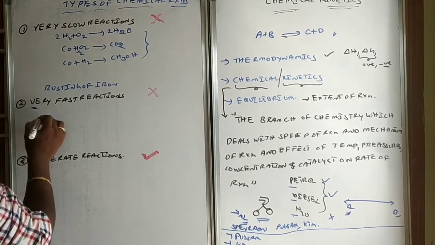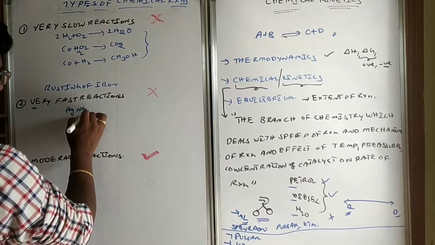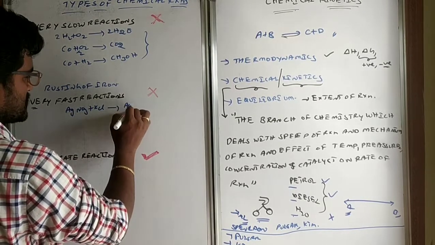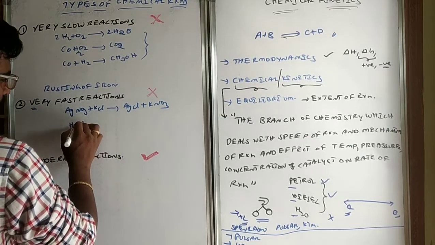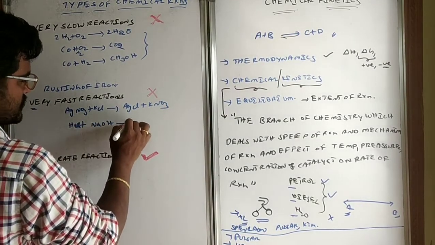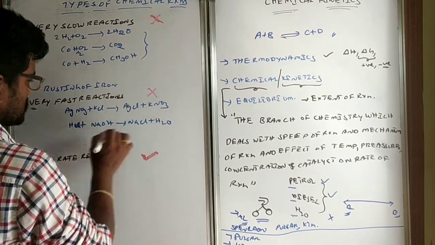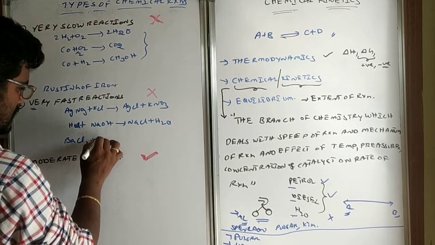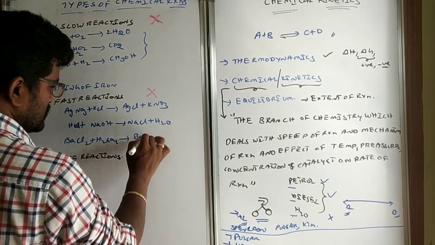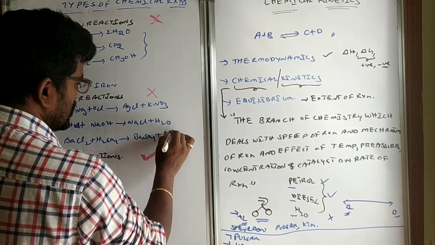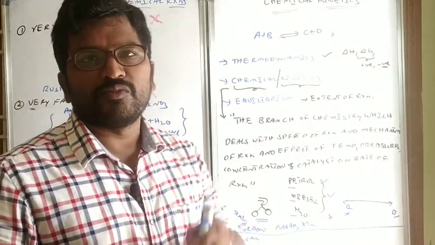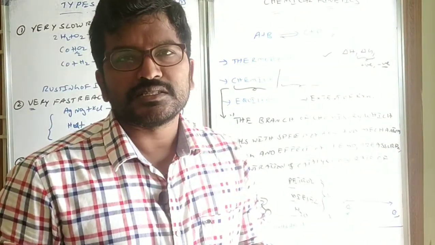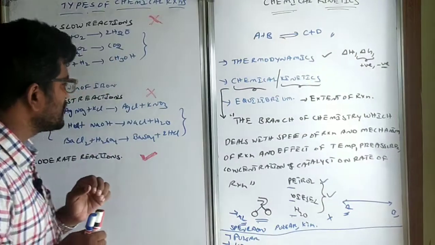And very fast reactions are AgNO3 plus KCl gives AgCl plus KNO3, HCl plus NaOH gives NaCl plus H2O, BaCl2 plus H2SO4 gives BaSO4 plus 2HCl. Like this, all the neutralization reactions and all the precipitation reactions come under very fast reactions.